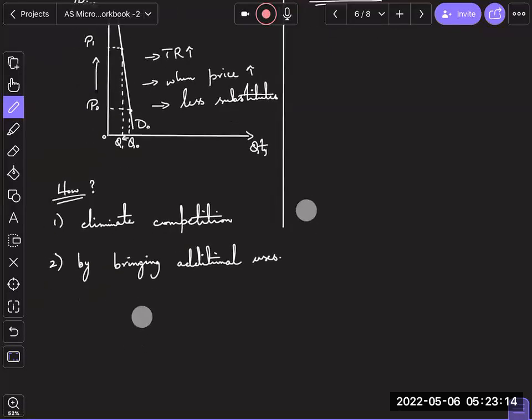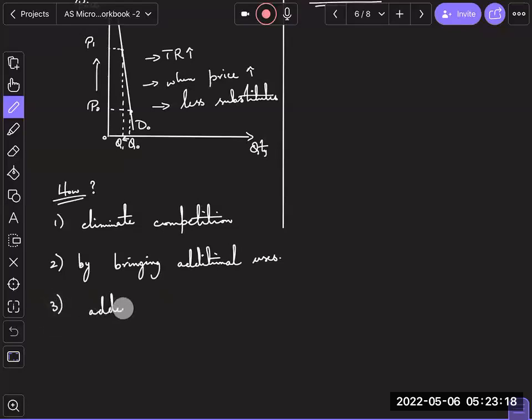Along with that, added features. If you have added features for your product, it will become more inelastic. Consumers will prefer your product if you have a unique selling point. Next, by increasing advertisement. Advertisement makes people more conscious about the product and urges customers to buy it. If you constantly see an ad for a good, you feel like buying something. So if you increase advertisement expenditure, your product will become more inelastic.